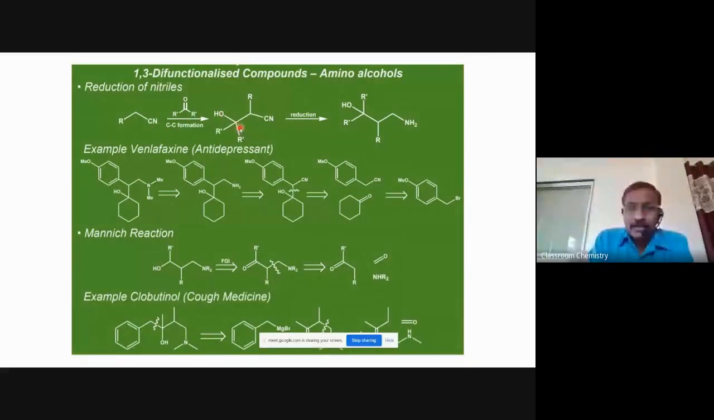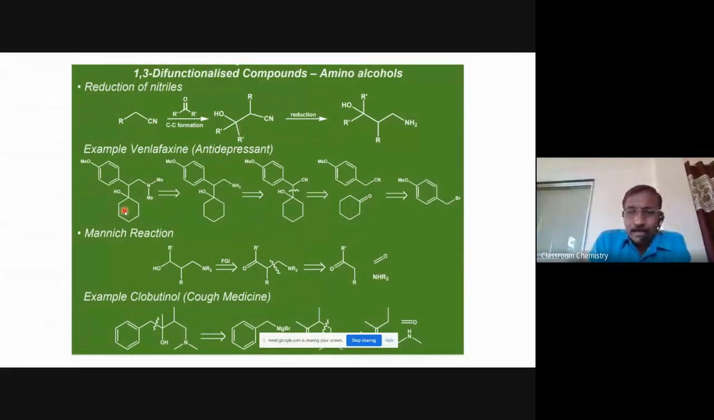So this beta hydroxynitrile, that is nothing but this is an active methylene group. In presence of base, it picks up a proton and here we can get a carbanion. This carbanion attacks over ketone, we can get the corresponding beta hydroxy, that is a cyanohydrin is obtained, that is beta hydroxy group is there. Now, when we reduce this one, CN is converted to NH2, that is CH2NH2 is there. So in this way, this is a general reaction of the reduction of nitrile, and that can be implemented in the retrosynthesis. Then we can see a very well-known drug, that is antidepressant.